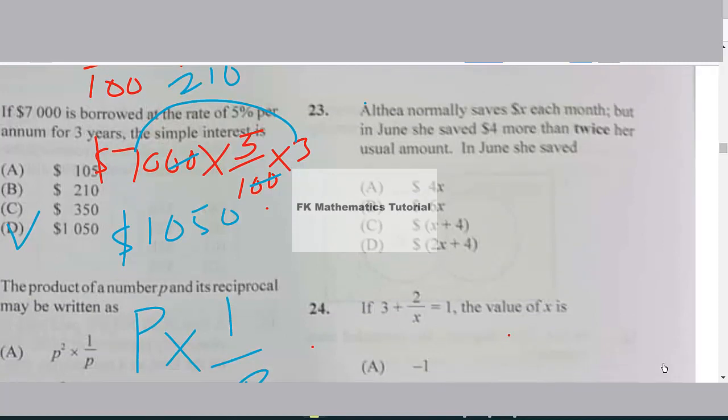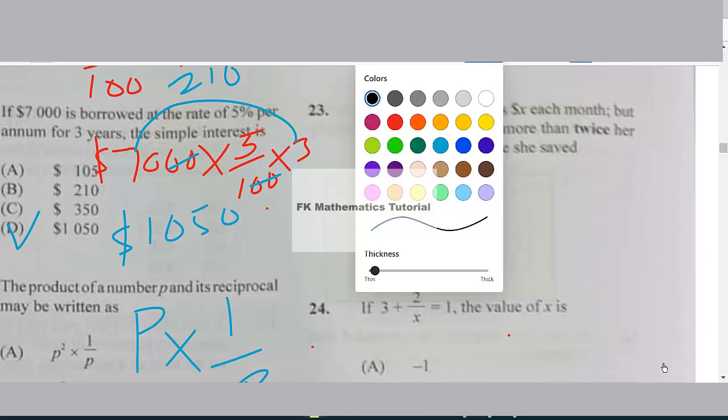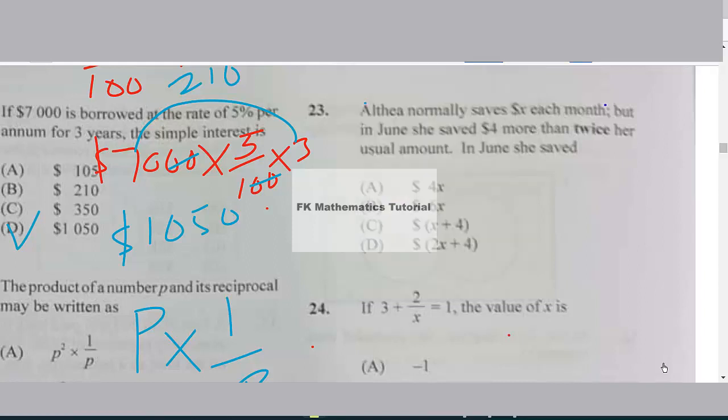Alti normally saves x dollars each month, but in June she saved $4 more than twice her usual amount. So twice her usual amount will be 2x. Then $4 more will be plus 4. So the correct answer will be option D.